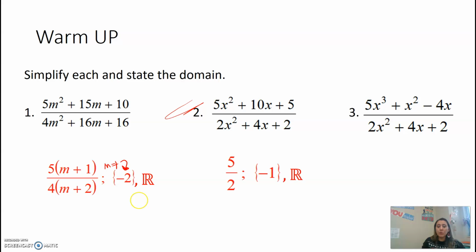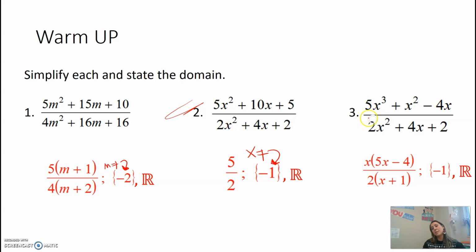For number 2, you should have gotten just 5 over 2, such that x cannot equal -1, but it is still all real numbers. And number 3 was x times (5x minus 4) over (2x plus 1), such that x cannot equal -1. Now remember this bolded R, it just means negative infinity to infinity, okay? It's just another way of doing it.